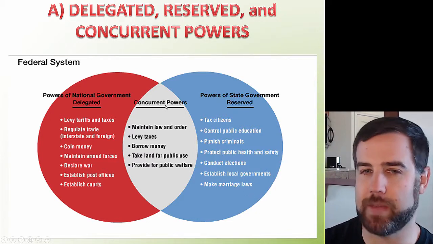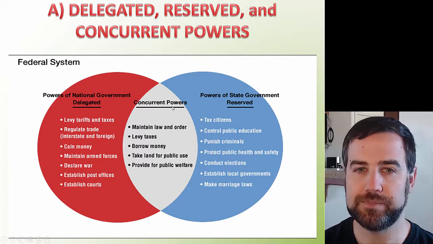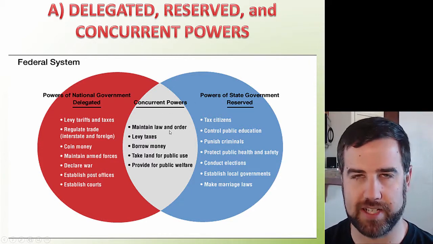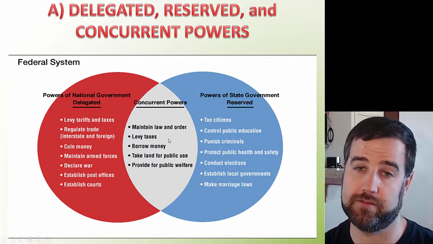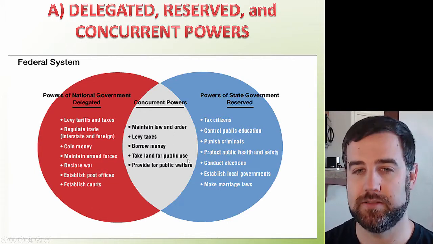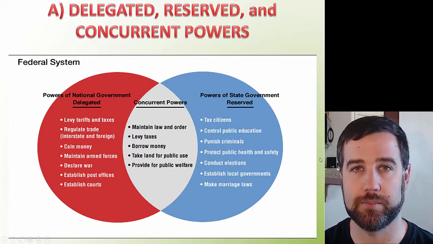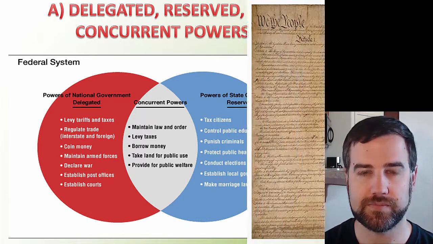And then finally, concurrent powers. What powers do they both share between the states and the national government? They both have the power to maintain law and order, levy taxes, borrow money, take land for public use, and provide for the public welfare, going back to the preamble of the Constitution there.